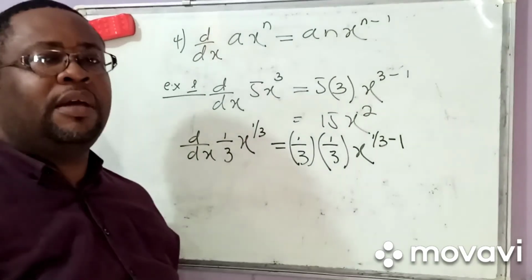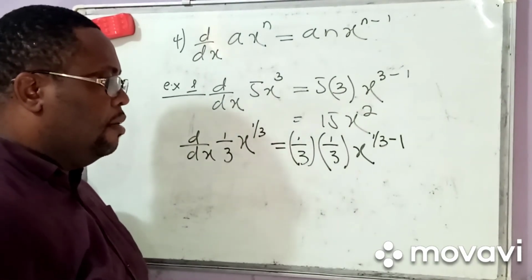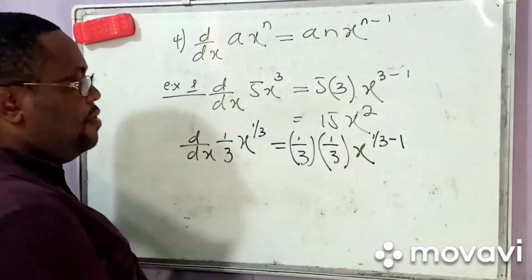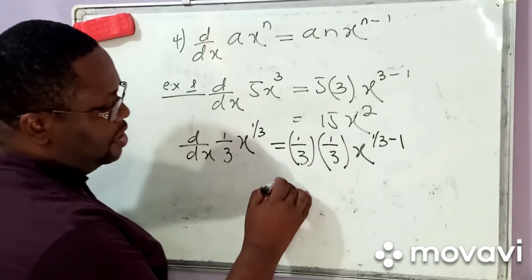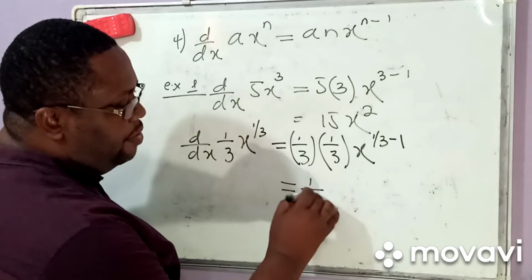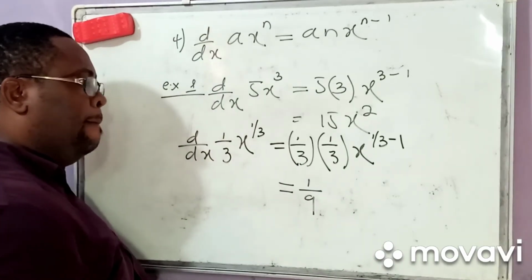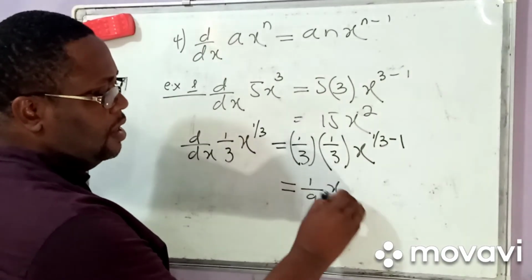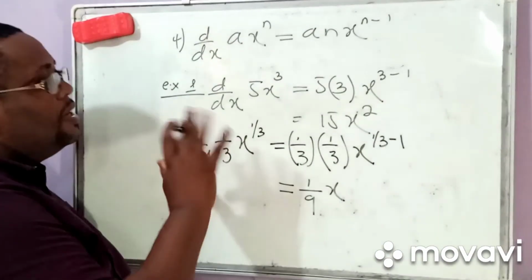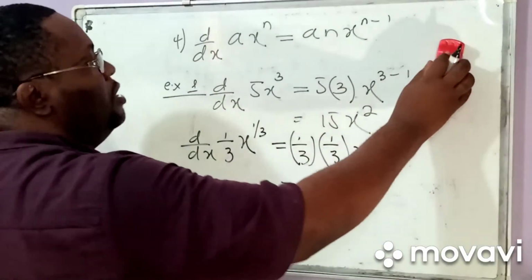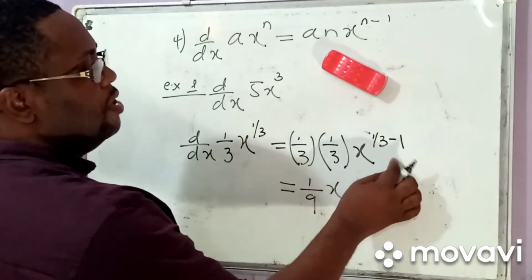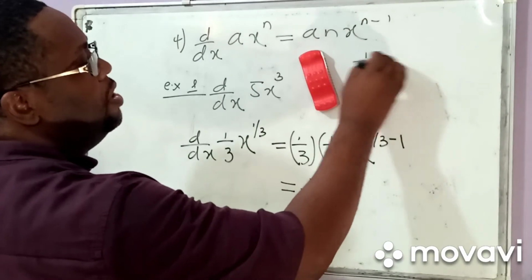x to the power n minus 1. Beautiful. So 1 over 3 multiplied by 1 over 3 simply gives me 1 over 9. Now when I come to evaluate 1 over 3 minus 1, it's kind of confusing, so I need to create space somewhere to be able to do that. So let's see what 1 over 3 minus 1 gives us.